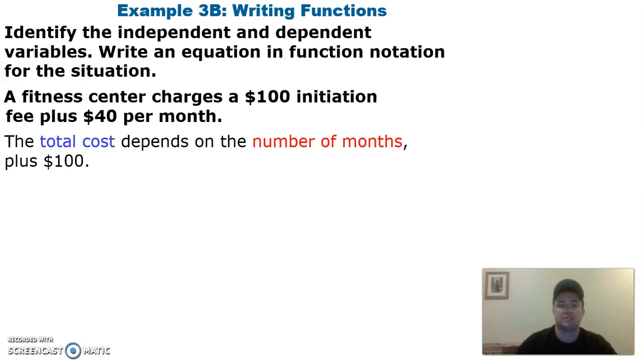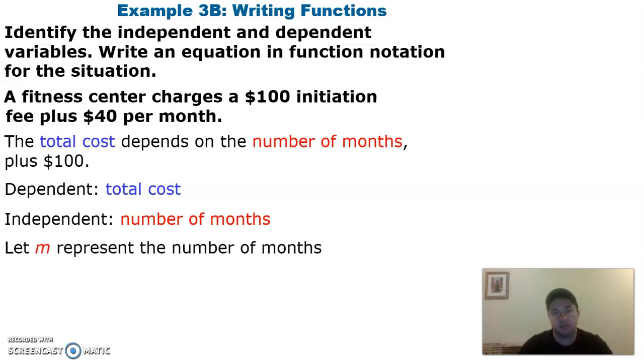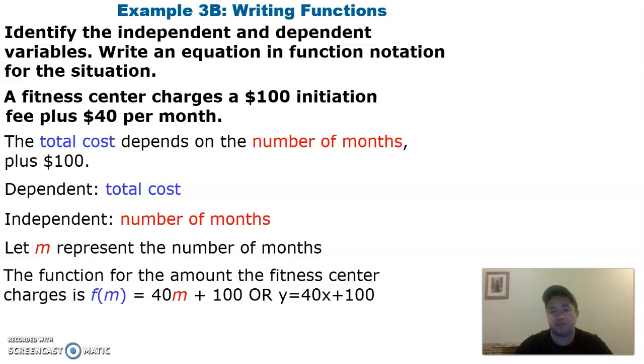So the total cost depends on the number of months plus the $100 it costs you to join. So your dependent variable is the total cost, and your independent variable is the number of months. And M is going to represent the number of months that you go to the fitness center. Now the function for the amount the fitness center charges you is the function of M, or months, so the cost depends on the months, equals 40M, so 40 times the number of months, $40 per month, plus the $100 to start.